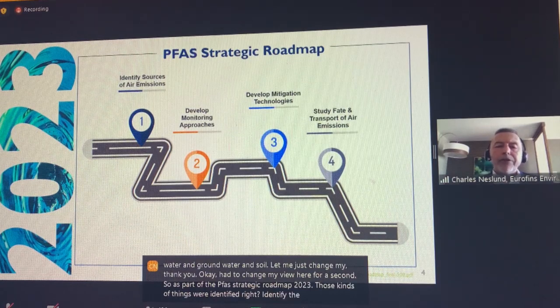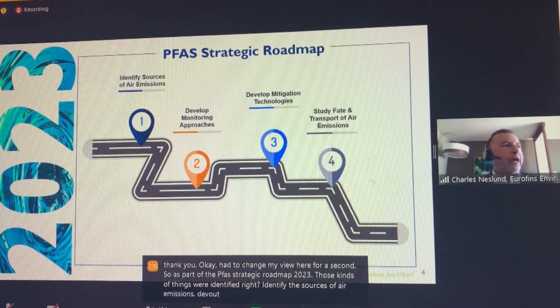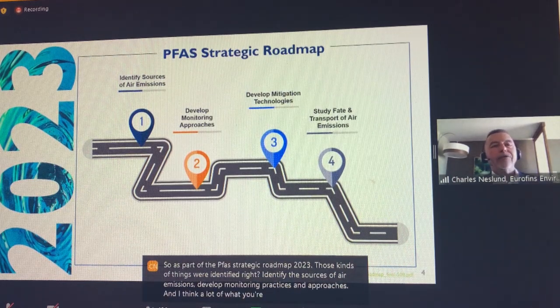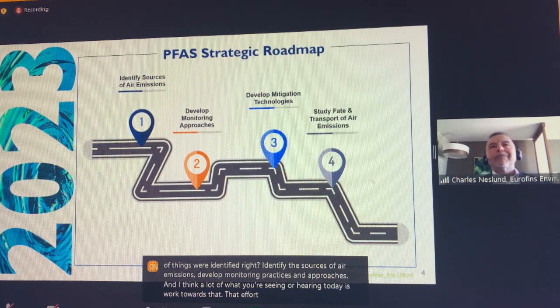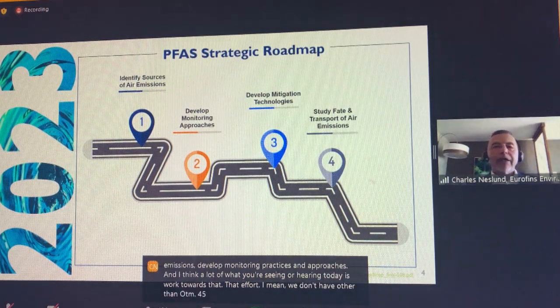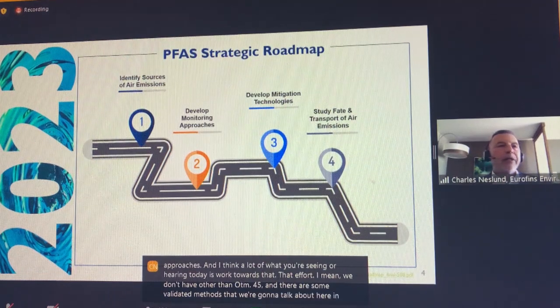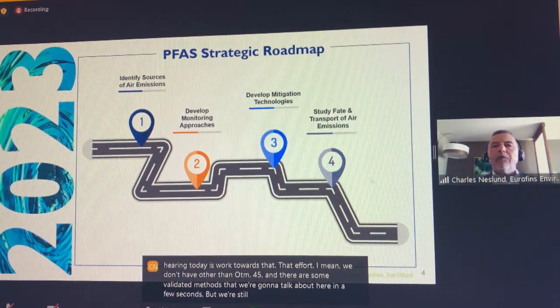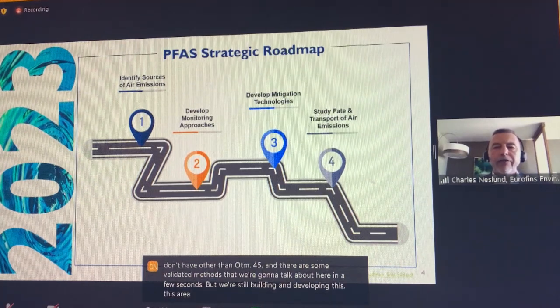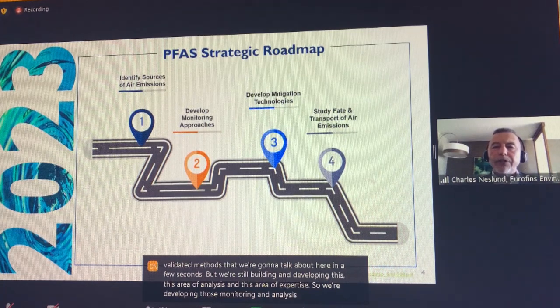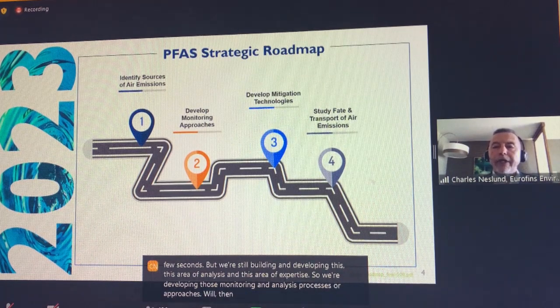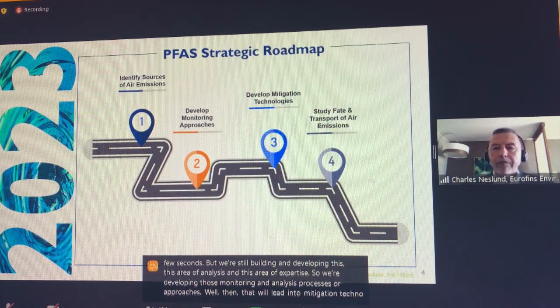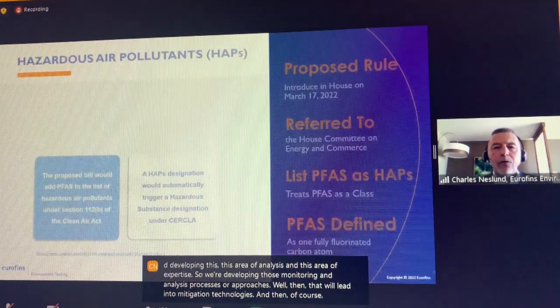Identify the sources of air emissions, develop monitoring practices and approaches, and I think a lot of what you're seeing or hearing today is work towards that effort. I mean, we don't have, other than OTM 45, and there are some validated methods that we're going to talk about here in a few seconds, but we're still building and developing this area of analysis and expertise. So we're developing those monitoring and analysis processes or approaches. That will lead into mitigation technologies, and then of course fate and transport kind of work.